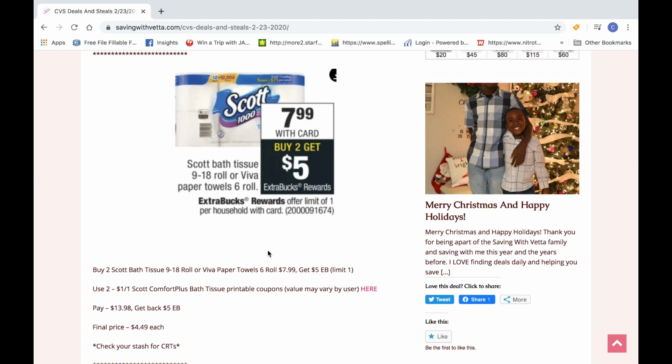Scott bath tissues or Viva paper towels. These are $7.99, and you get a $5 extra buck reward when you buy two. So we're going to use two of the printable coupons that you can print here.